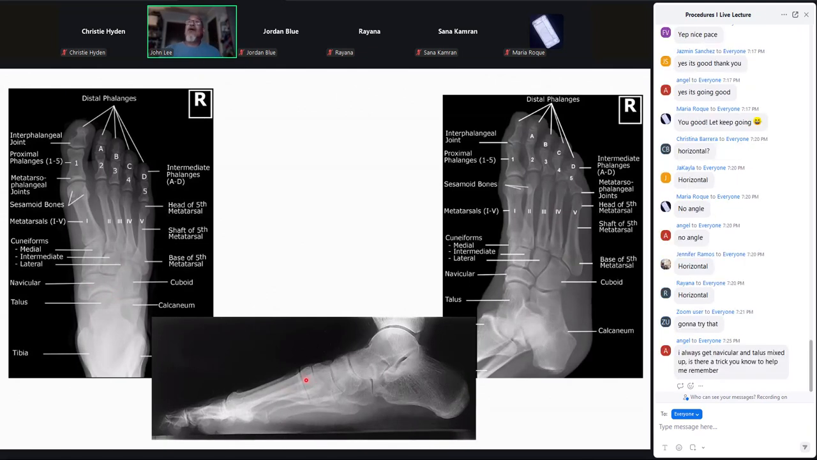Then we have our... yes, there is. The talus and the tibia go together to form part of the ankle joint. And it's at the end of the talus that you have the navicular. Okay, so the talus and the calcaneus, or the os calcis, they sit beneath the lower leg, and the navicular sits out in front of the talus.